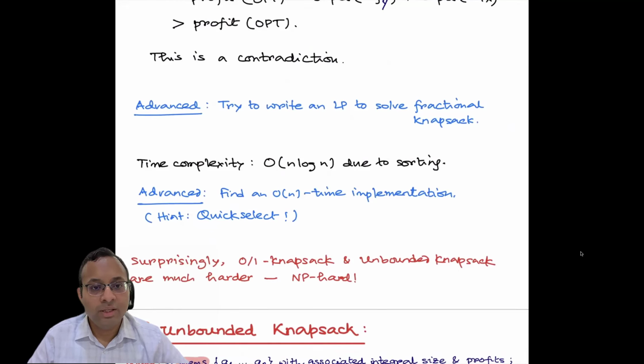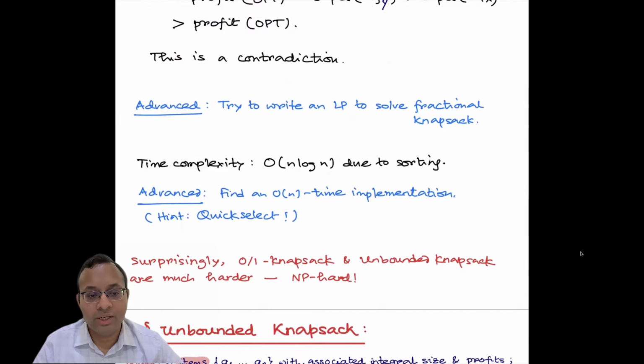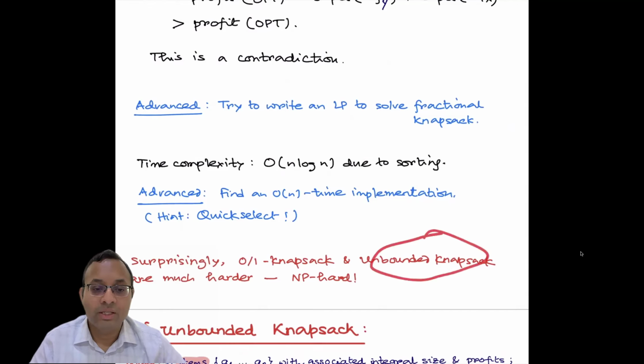Now we see fractional knapsack is so easy, you can solve it in linear time. But instead of fractions, when you go to integral variants, where you cannot take an item fractionally, you can either take an item entirely or not, which is 0 or 1, or you can take multiple copies but each copy should be integral, that is unbounded knapsack, the problem becomes much harder. It is actually NP-hard. In the next part, we'll talk about unbounded knapsack, and then in the parts thereafter, we'll talk about 0-1 knapsack.